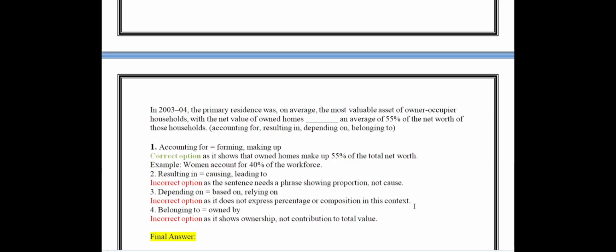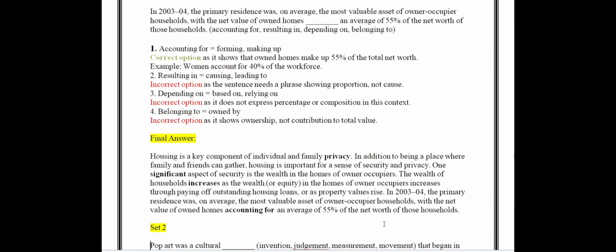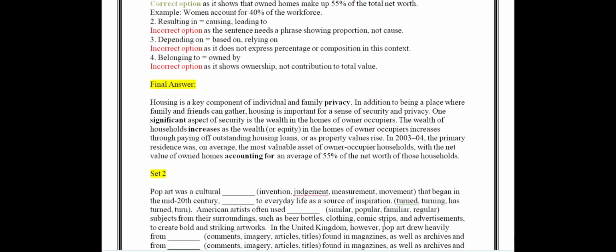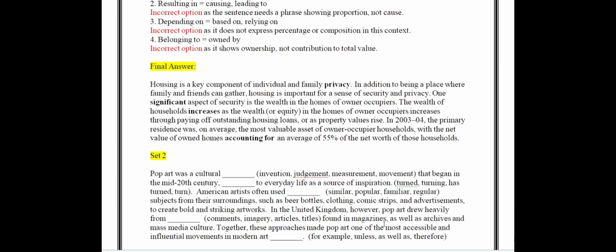Belonging to is owned by. Incorrect option as it shows ownership. Belonging to is ownership, not contributing to the total value. Yes, so here we come with the final answer with all the suitable blanks filled correctly. Like, housing is a key component of individual and family privacy.